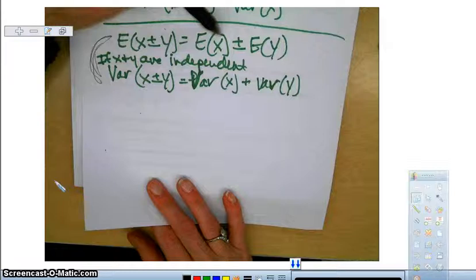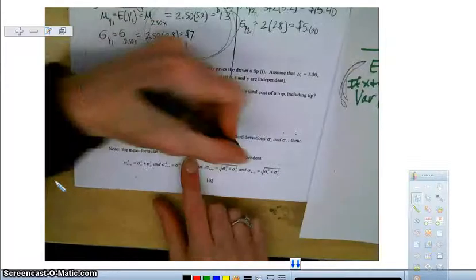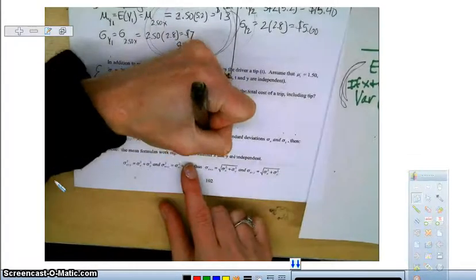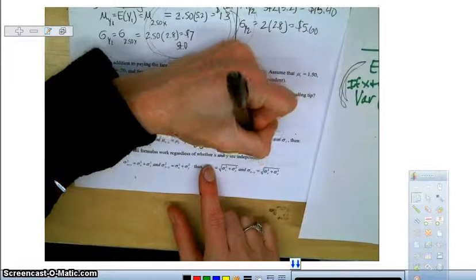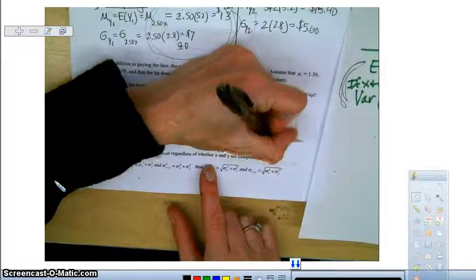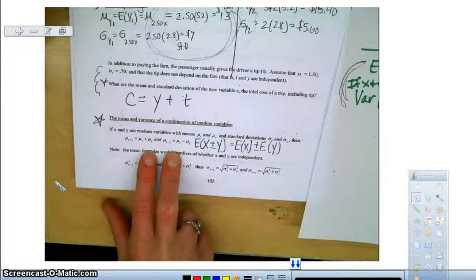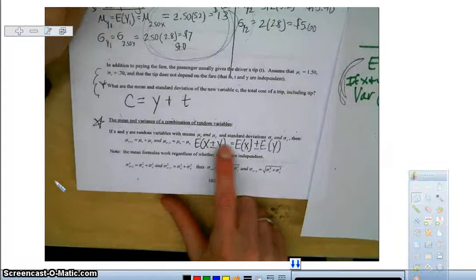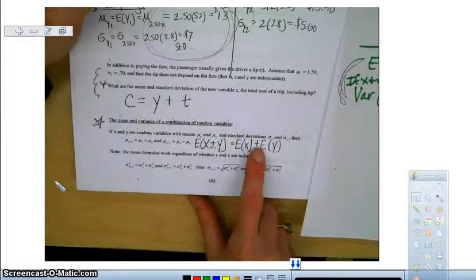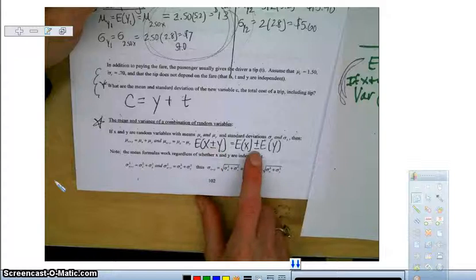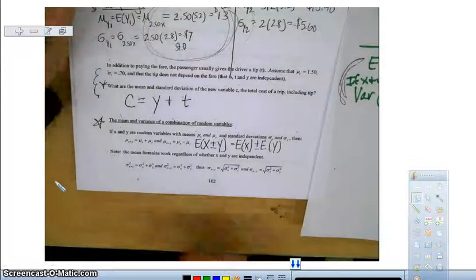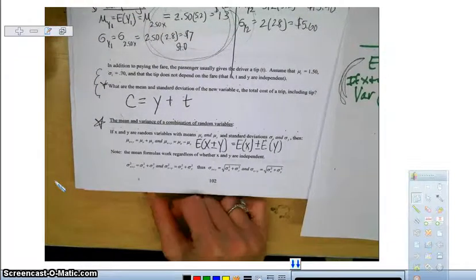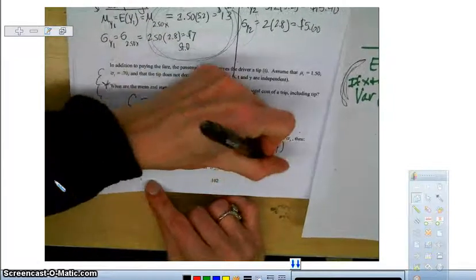They give these rules in the book. It's the same thing using the expected value form. So these rules are the same as saying the expected value of x plus or minus y would be the expected value of x plus or minus the expected value of y. Now here's what you need to understand about this. The sign on top goes with the sign on top, and the sign on the bottom goes with the sign on the bottom. If you add random variables, you add their expected values. If you subtract random variables, you subtract their expected values. Now, the mean formula works regardless of whether x and y are independent.